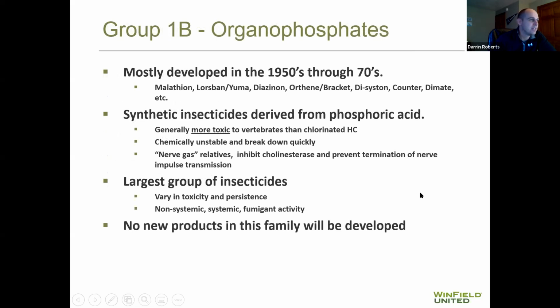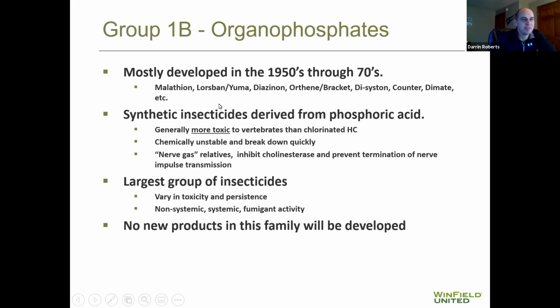Okay, so the first one is organophosphate. Like I said before, these were developed in the 50s through the 70s. Some of the common products that you might have heard of: malathion, Lorsban, or Yuma, Counter, dimethoate or Dimate would fall under this category as well.